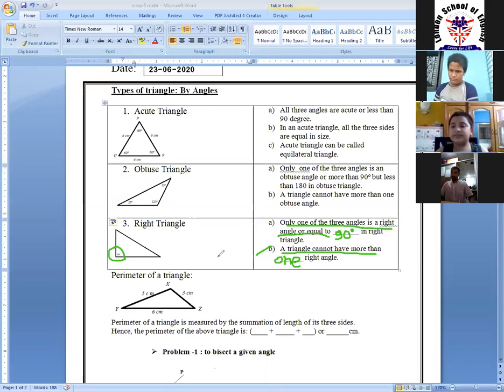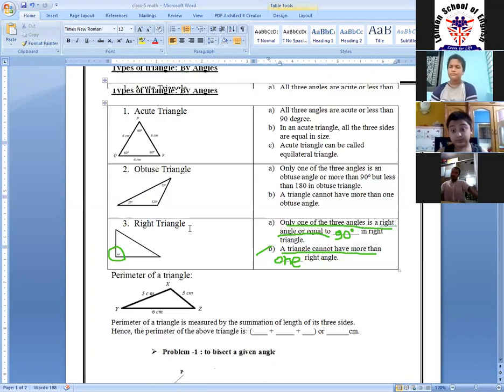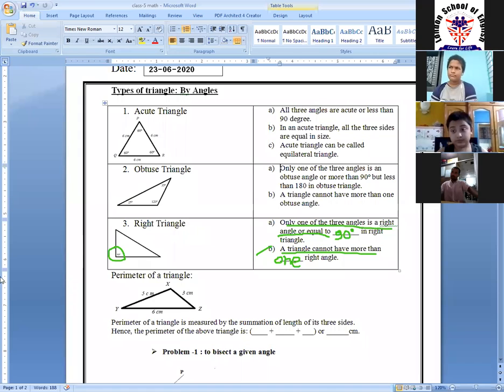Sir, you will not give the answers in the worksheet? Oh no, you have to write it yourself at home. Yes, home. So I think this one is done. Mute yourself. So we have done this.